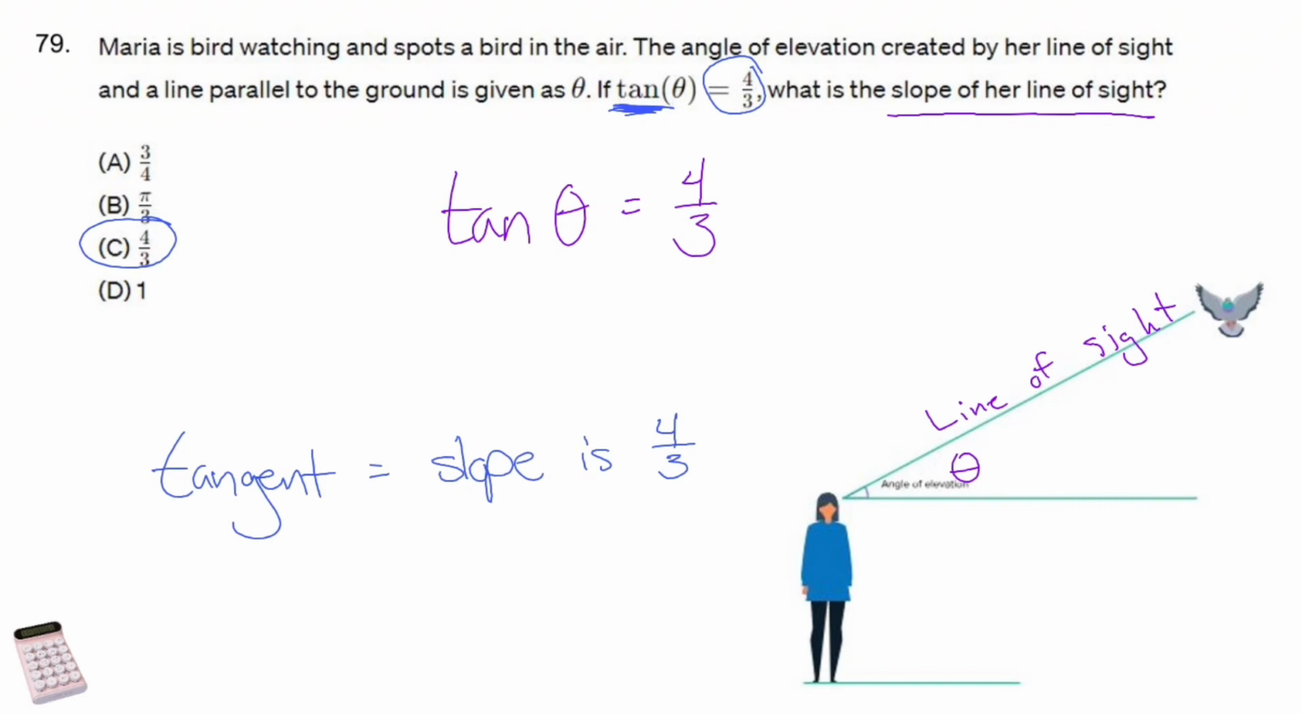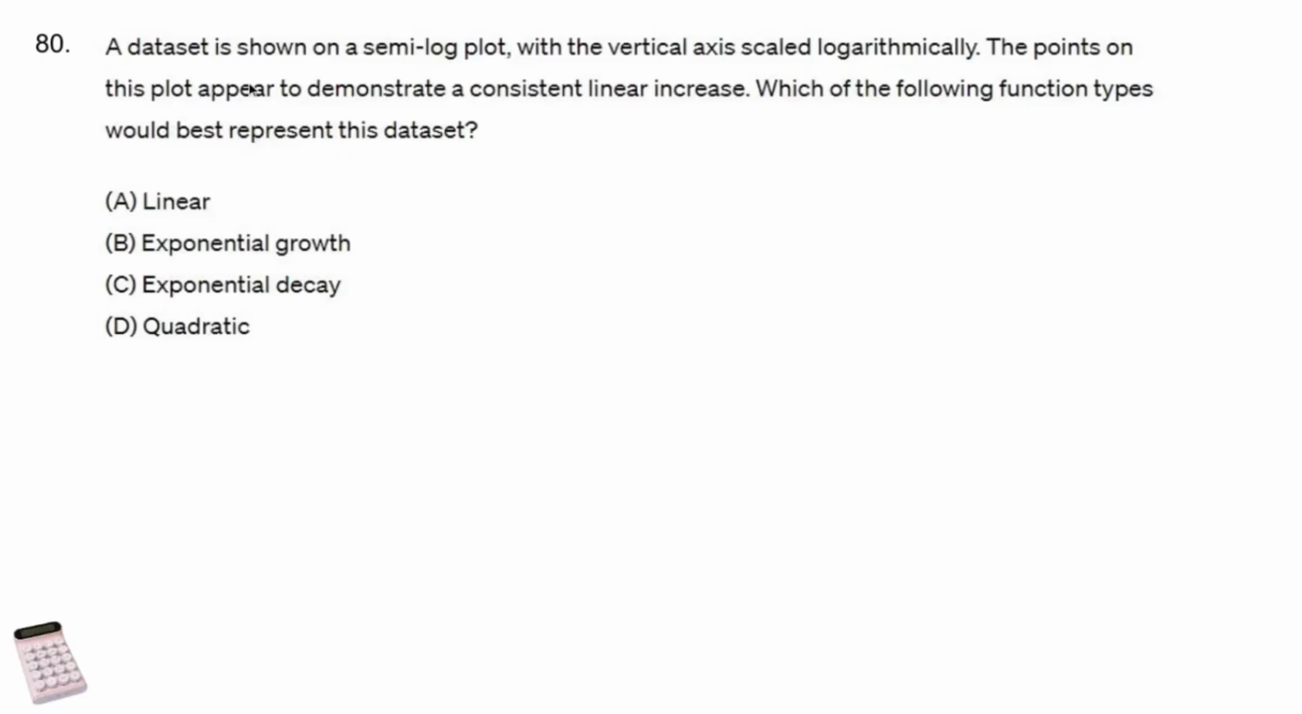A data set is shown on a semi-log plot with a vertical axis scaled logarithmically. Okay, well, I don't see the semi-log plot. The points on this plot appear to demonstrate a consistent linear increase. Which of the following types would best represent the data set? Okay, well, I don't have a picture. I have a calculator, but I don't need it.